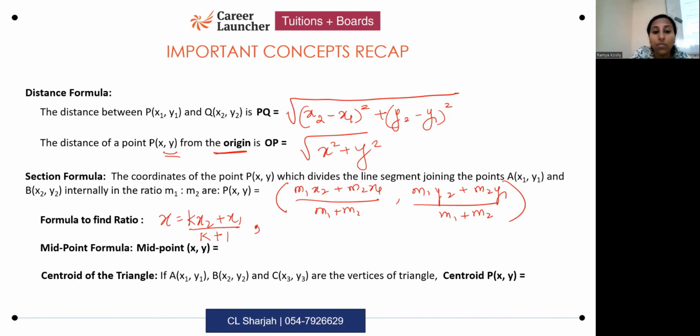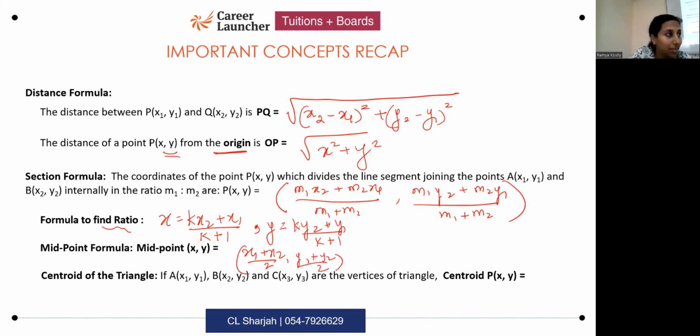If you know the y coordinate, use y is equal to (k y2 plus y1) by (k plus 1) to find out what? k. y is already given. You're using this to find the ratio, no? So when you know the y coordinate, use this formula to find the value of k. Midpoint formula? (x1 plus x2) by 2, (y1 plus y2) by 2.